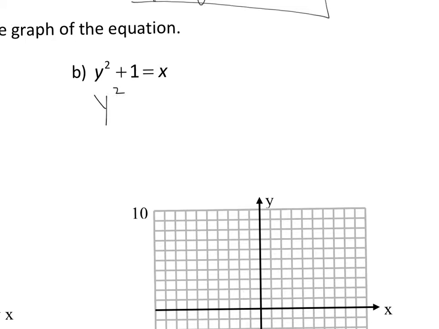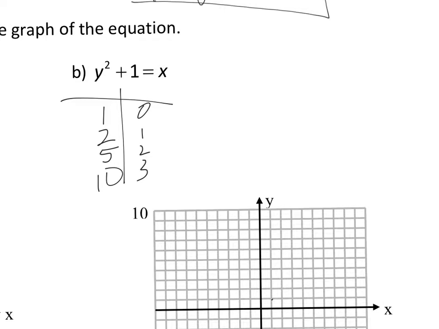Let's do an input-output table for this. First, let's go ahead and solve for x. You could solve for y, or, since we're not really dealing with a function, we're dealing with an equation, at least we're thinking in the context of an equation, let's just pick values for y, 0, 1, 2, 3, and solve for x. Plug in 0 for y, I get out 1. Plug in 1, 1 squared plus 1 is 2, 2 squared is 4, plus 1 is 5, and then 3 squared is 9, plus 1 is 10.